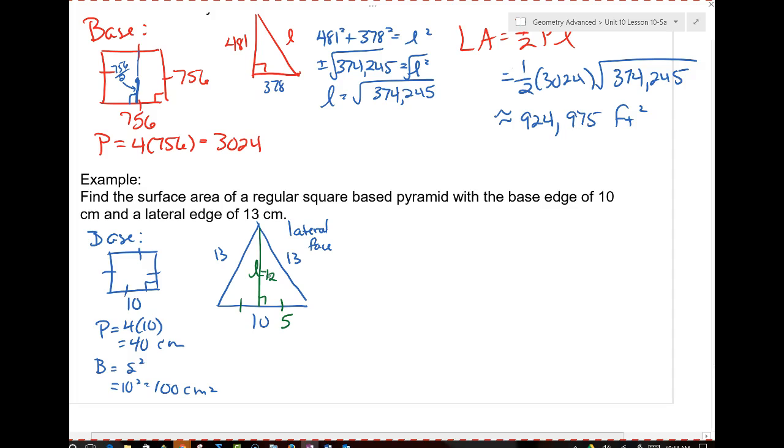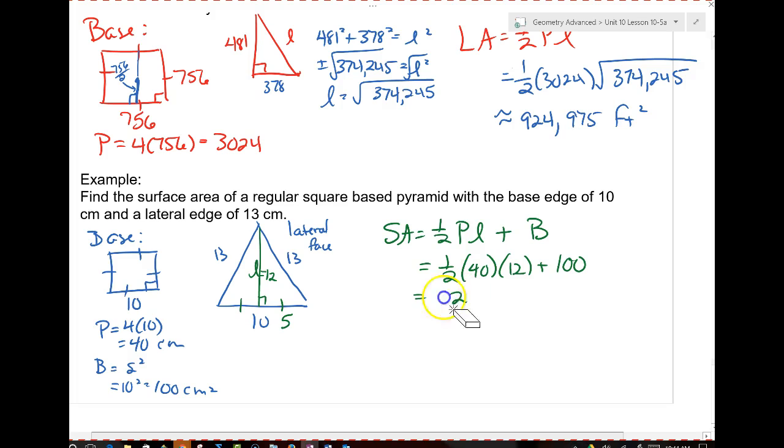So then when we're doing this, now you just have to plug it into your surface area formula, which is 1/2 the perimeter of the base times the slant height plus the area of the base. So 1/2 the perimeter of the base was 40. Our slant height we found to be 12. The area of the base, 100. So what do we get with this one? 1/2 of 40 is 20. 20 times 12 is 240, plus 100. Did you guys get 340 square centimeters, or are we pretty close to getting that?